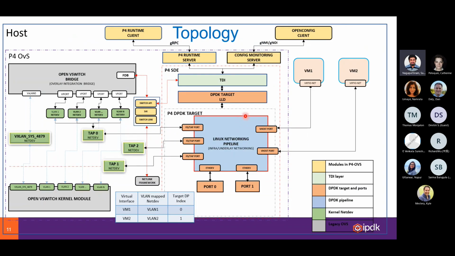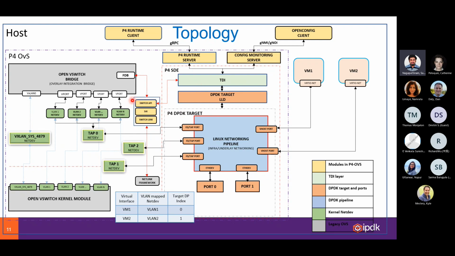So this is the topology that we are targeting today. If you look at this topology, it's on a single host where we have our P4 OVS, which also has P4 SDE, which is a P4 driver stack. And internally, it also has the backend, which is for a DPDK target. The communication between P4 OVS, P4 SDE, and DPDK target is via your TDI calls.